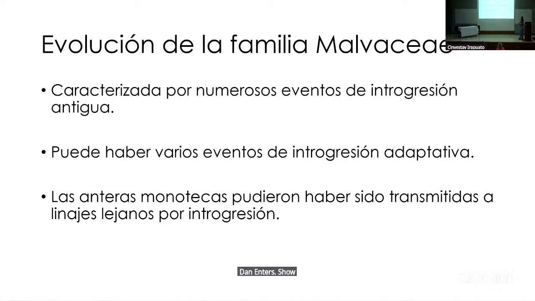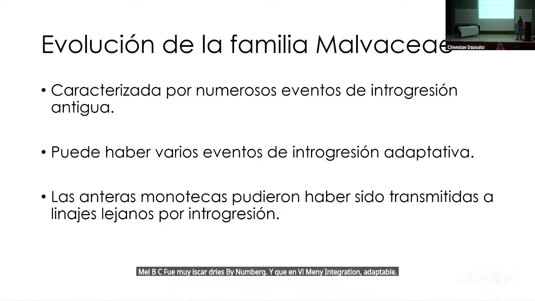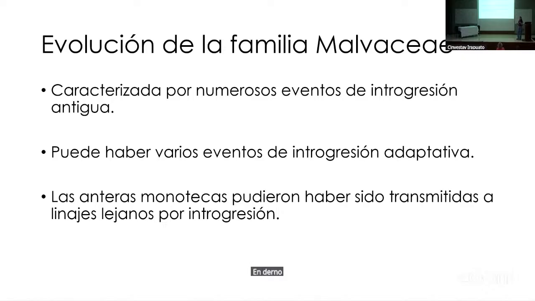So to conclude this part of the talk, the Malvaceae family is characterized by many events of ancient introgression. There can be many introgression events that are adaptive. We have one with the baobabs, we have another with the monothecate anthers, and maybe there are many, many more. Monothecate anthers may have been transmitted through introgression to the lineages that are now characterized by monothecate anthers and that are pollinated by bats.